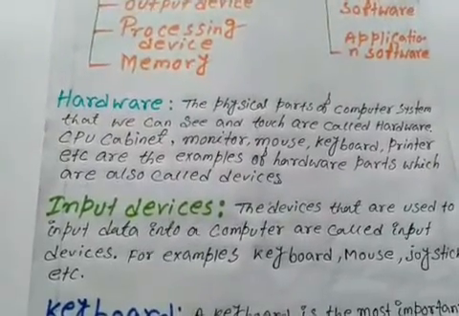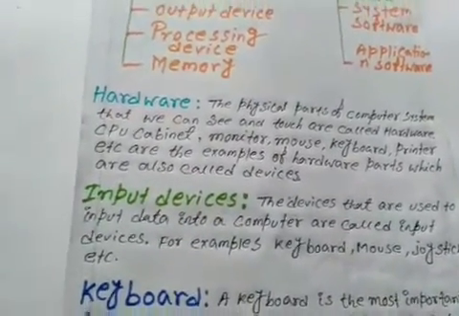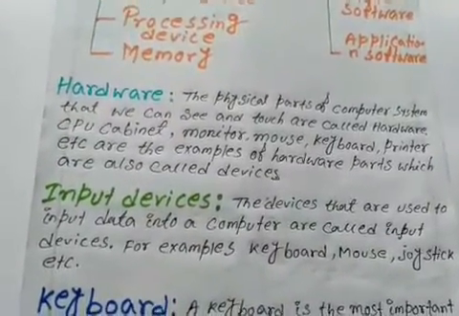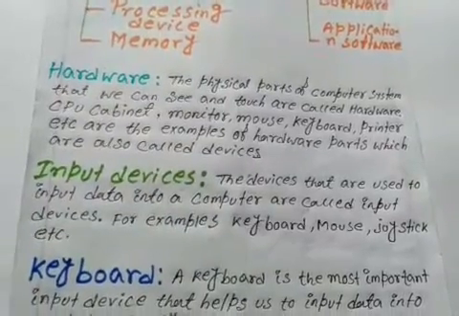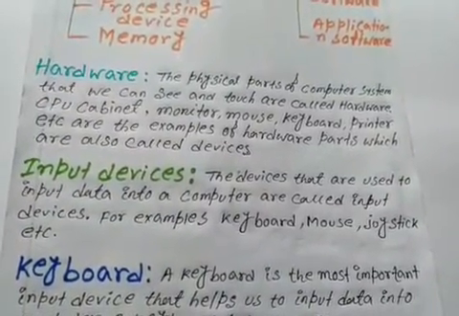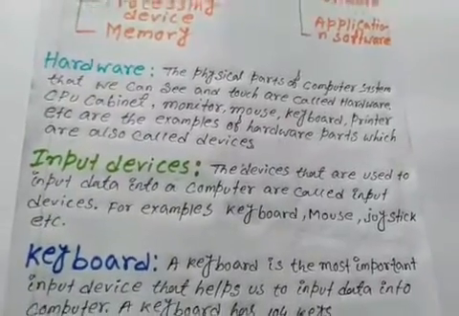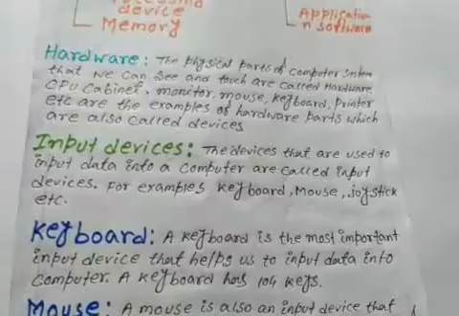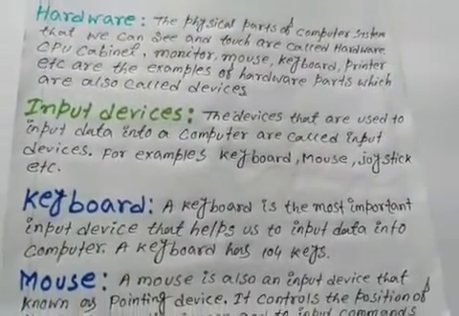The physical parts of a computer system that we can see and touch are called hardware. CPU cabinet, monitor, mouse, keyboard, printer, etc. are examples of hardware parts, which are also called devices. Then we will discuss input devices.